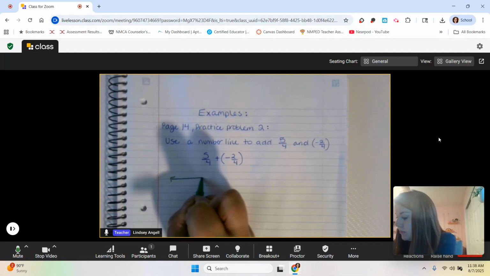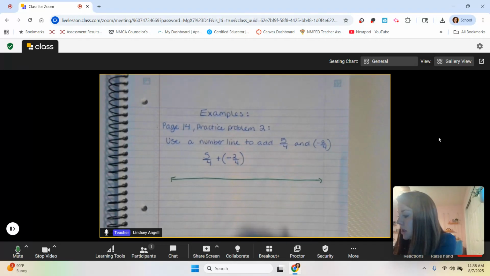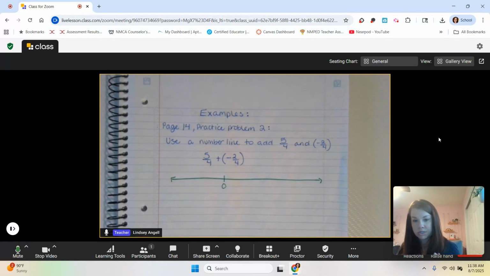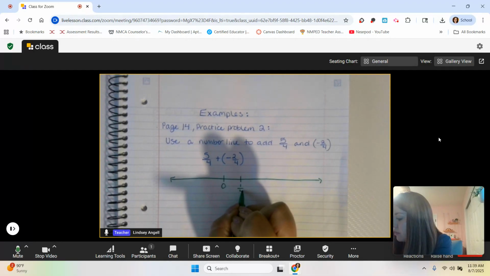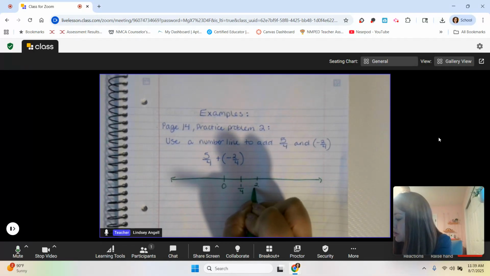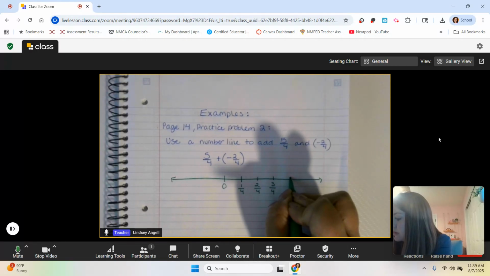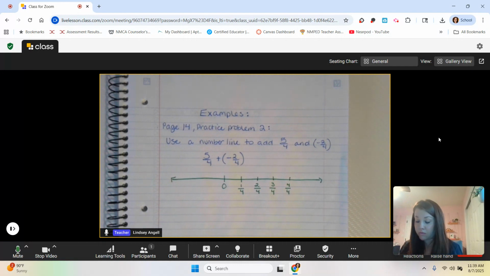So let's see. I'll draw a good number line there. I'm going to put 0 right around here. We're talking about fractions, right? So I'm going to put fractions on my number line. Here I could have 1/4, 2/4, 3/4, and 4/4. Well, hopefully you remember from previous grade levels about fractions, right?